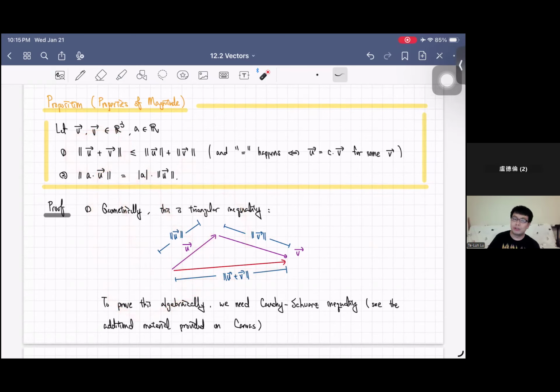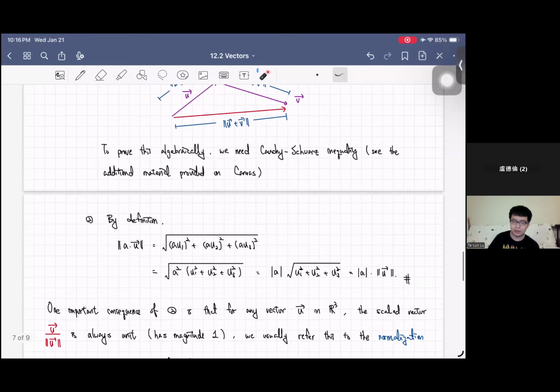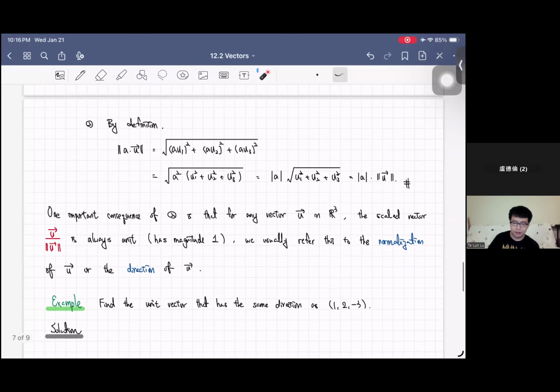And we can actually prove it algebraically, but that will require some work, and it relies on something called the Cauchy-Schwarz inequality, which, if I have time, I can post some videos and some notes on Canvas, okay? But for now, it's not a full concept. It is completely fine if you are not okay with this. The second part is important, and it is actually simpler.